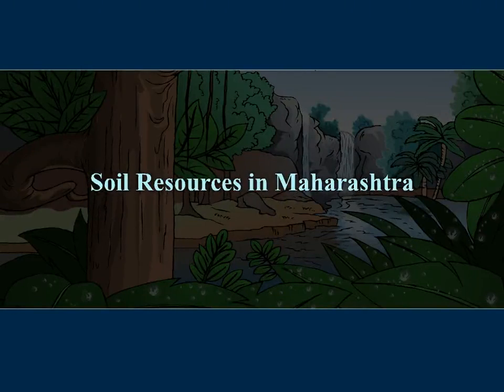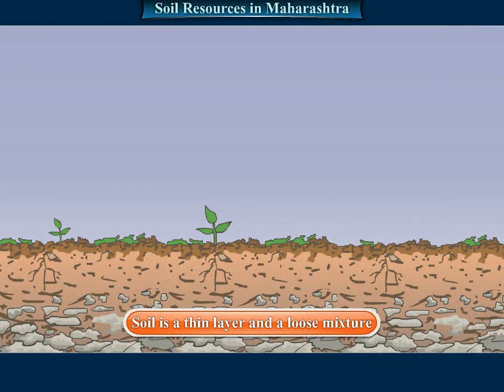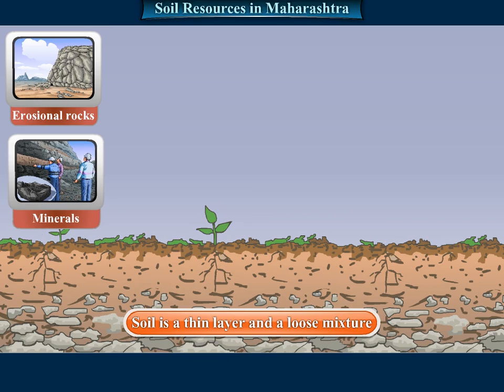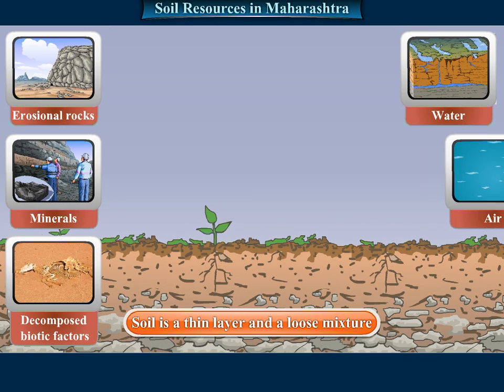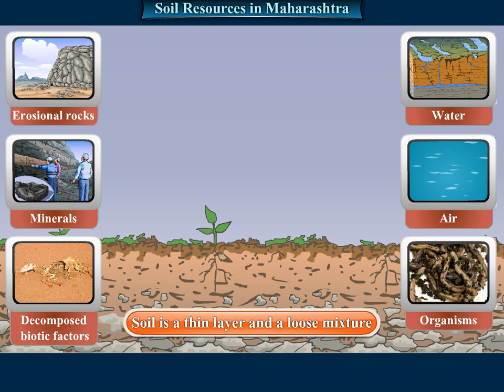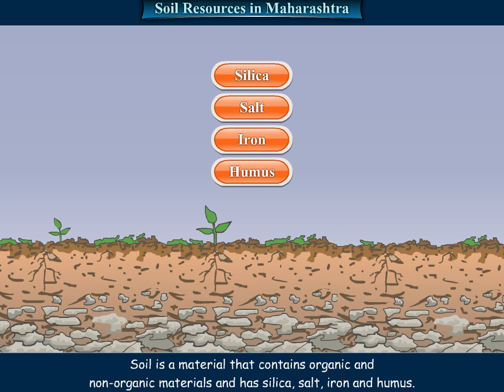Soil resources in Maharashtra. Soil is the uppermost layer of the Earth's crust. Soil is a thin layer and a loose mixture and combination of eroded rocks, minerals, decomposed biotic factors, water, air, and many organisms which covers much of the world's land surface. Soil is a material that contains organic and non-organic materials and has silica, salt, iron, and humus.